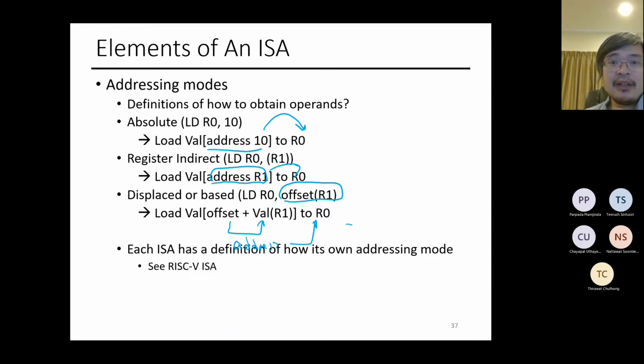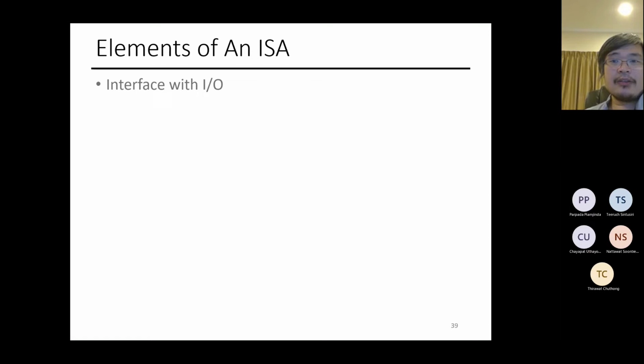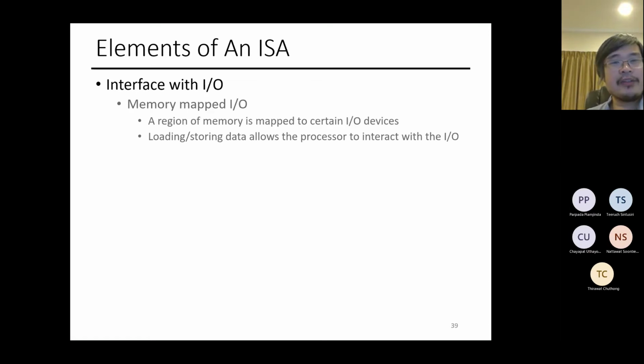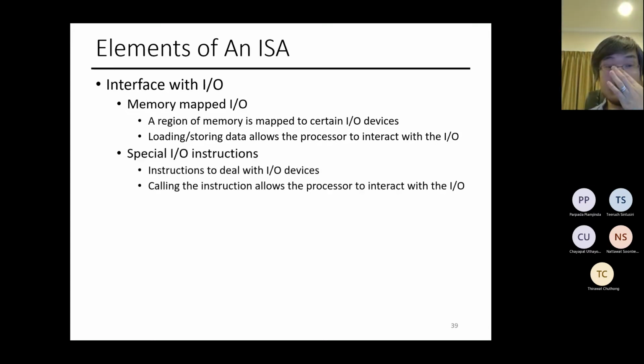Then there's also how do you interface with the I/O? Do you support memory-mapped I/O, where each memory region is mapped to a certain I/O device? For example, this region maps to the monitor, this region is mapped to the network card, and if you have things coming in, it would be written here. Does it support special I/O instructions where it deals with I/O devices, right?